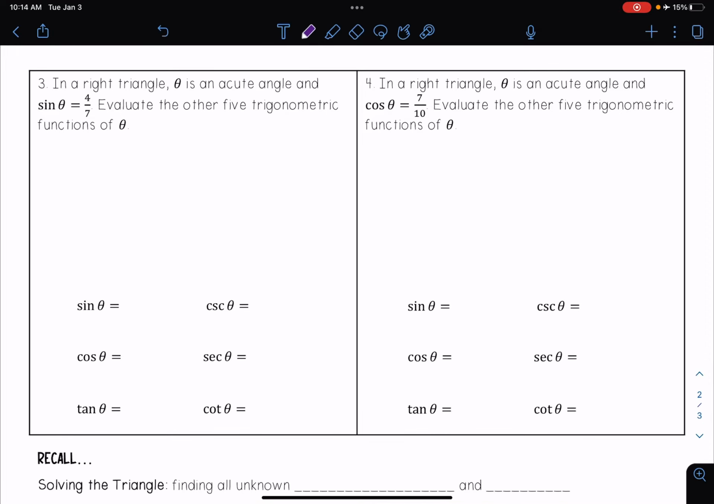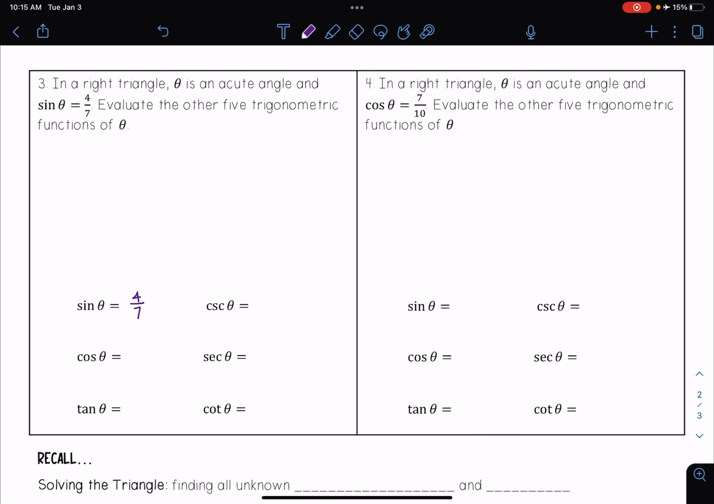In this video, we're going to be looking at evaluating the other 5 trigonometric functions when we're given one trigonometric function. So number 3 says, in a right triangle, theta is an acute angle and sine of theta is equal to 4/7. Evaluate the other 5 trigonometric functions of theta. We already are given one: sine of theta is equal to 4/7.